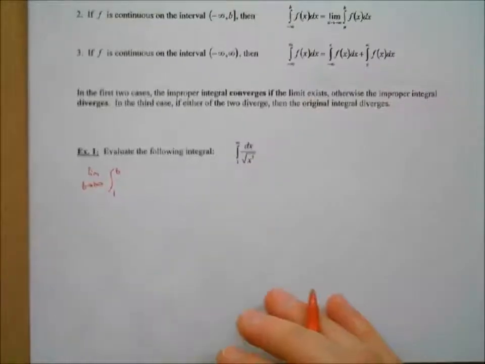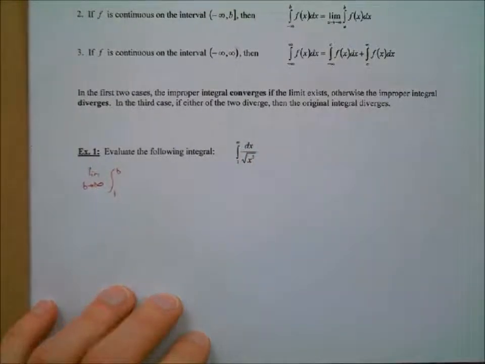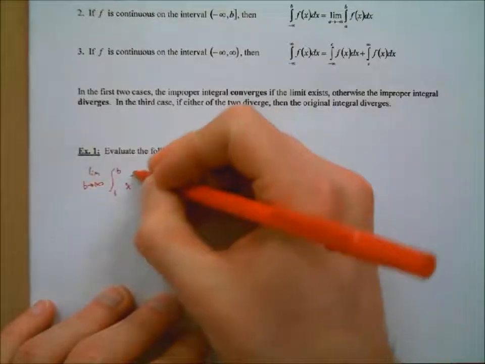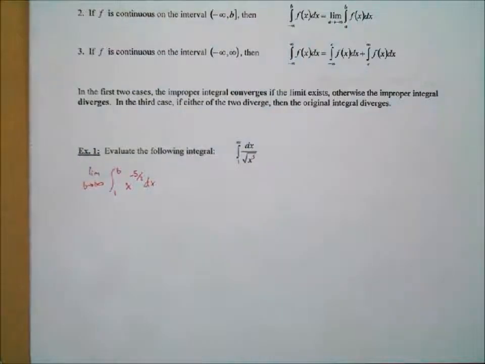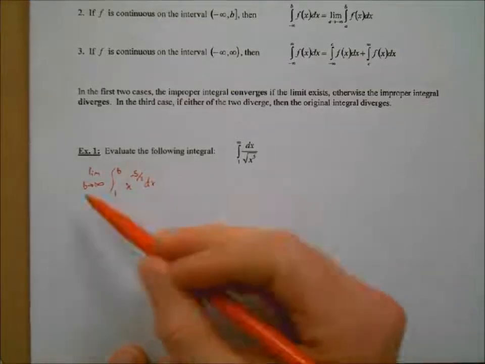Okay, and I'm also going to take the time to just rewrite my integrand, the thing we're integrating, right? What would be a helpful way to rewrite this integrand? X to the negative 5 over 2 dx. Exactly right. Okay, that makes it a very nice power rule problem. So now this is all nicely set up for us to integrate.